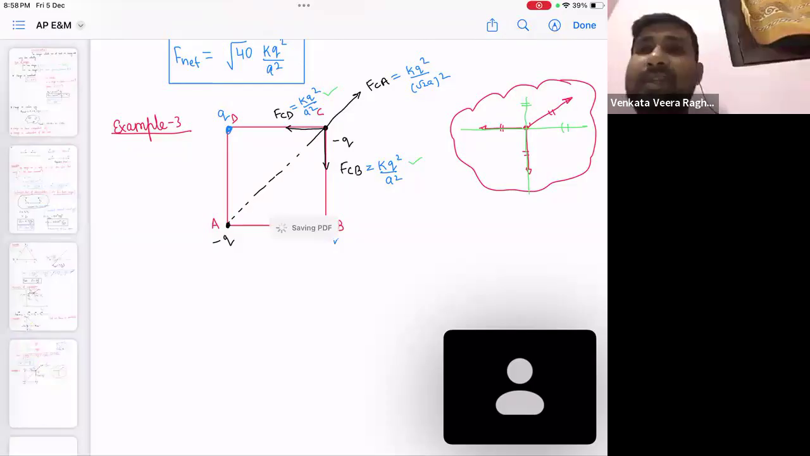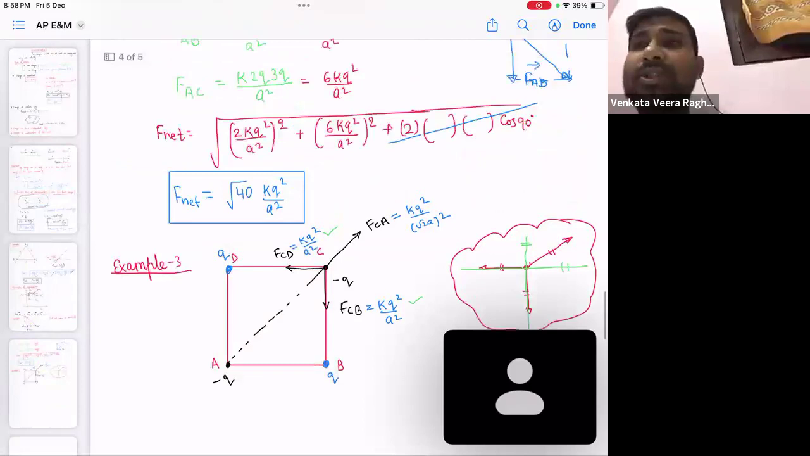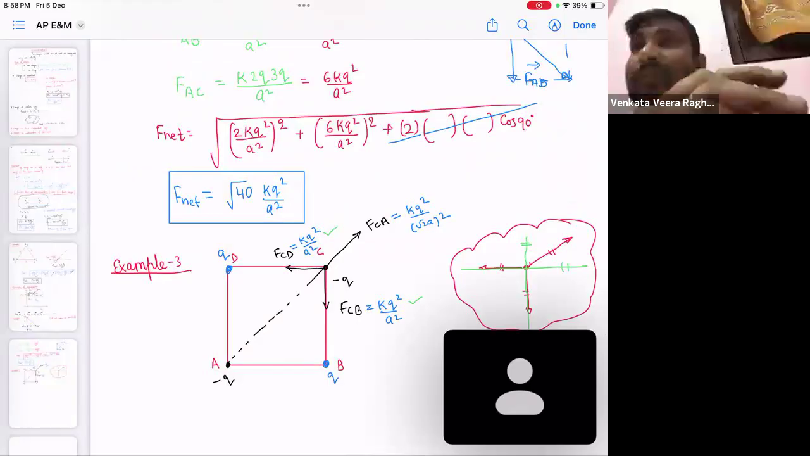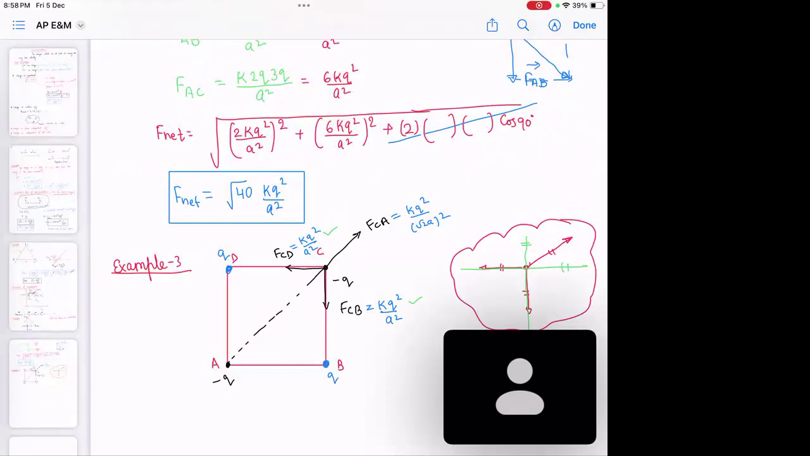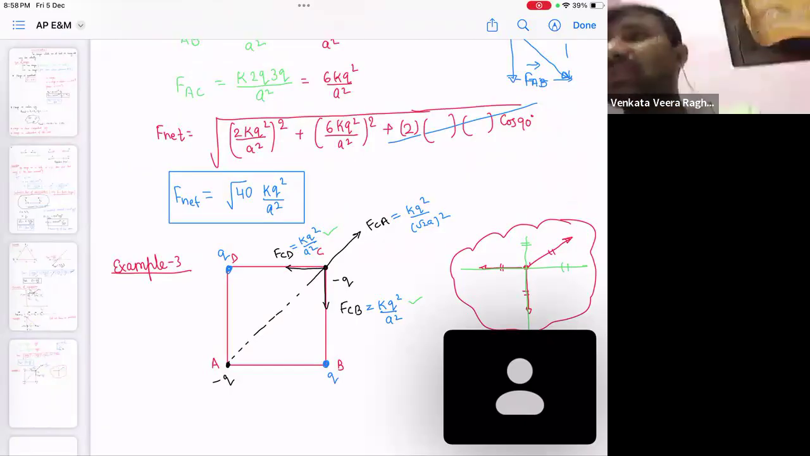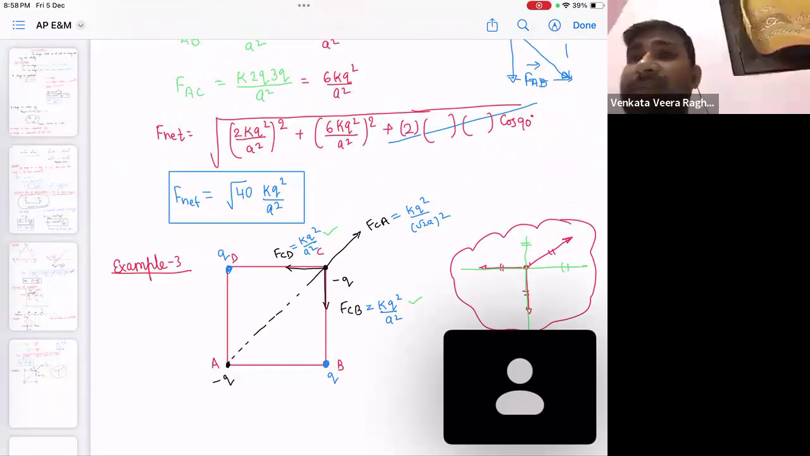Next we have to discuss a few more questions on electrostatics and Coulomb's law, where we will find out where we should keep a charged particle so that the net force is zero. Null point, equilibrium of a charged particle, we will discuss, and then we will go for the dielectric constant and relative permittivity. These things we will continue in the next class. I hope everyone understood what we discussed today.